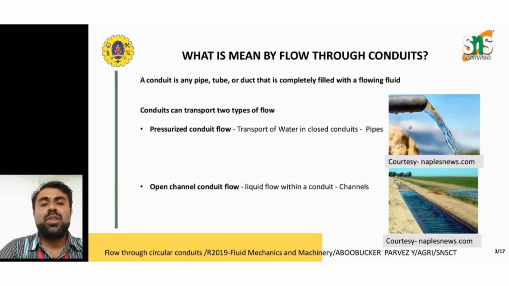So, what is meant by flow through conduits? Conduit simply means a pipe or a tube or a duct. The pipe may take several forms like circular, rectangular, or any other. So, conduits can transport two types of flow. One is pressurized conduit flow, which is in the case of pipes, and open channel conduit flow, which is in the case of channels, say, rivers or dams or streams.